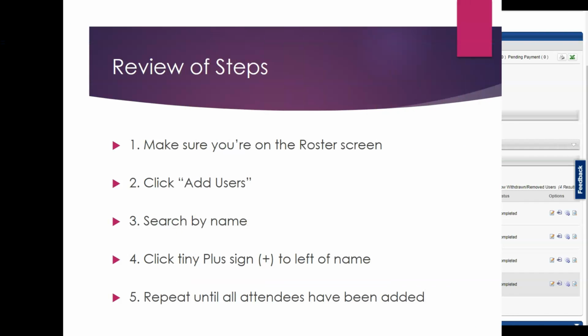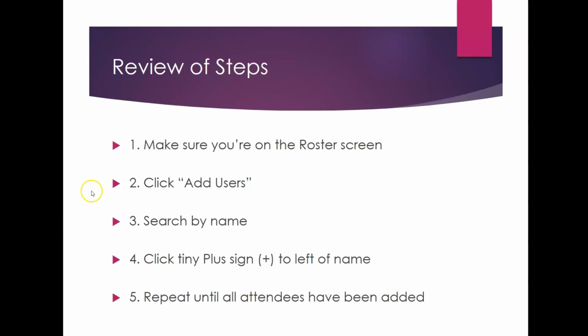Here's a review of the steps. First, make sure you're on the roster screen because that's the screen where you'll find the link to add users. Once you click on that link, a window will appear where you can search by name. Click on the tiny plus sign to the left of the name to add that person to the list. Repeat these steps until you have everybody on the list that you need to.